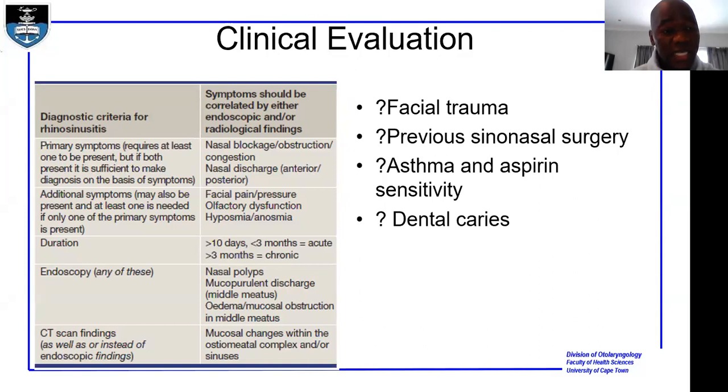And characteristic CT scan findings, you need at least endoscopic or any one of these. If you don't find any endoscopic findings, at least the CT scan findings also count. And these are mucosal changes within the osteomeatal complex and or sinuses, which our patient had. So when we evaluate this patient, it's important to also ask about a facial trauma, a previous sinonasal surgery, or asthma and aspirin sensitivity, and any dental caries, because you can get a sinusitis of odontogenic origin.